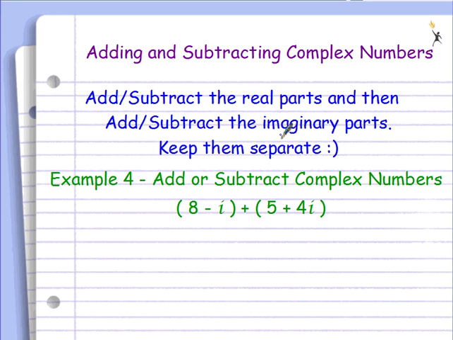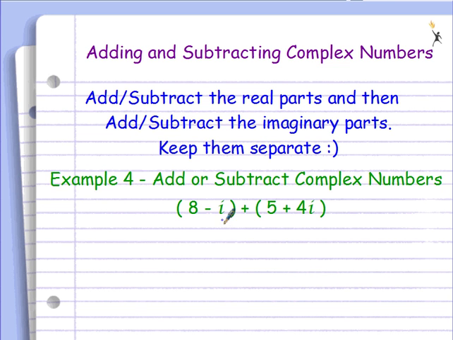Alright, so let's talk about adding and subtracting complex numbers. When you add or subtract, you add or subtract the real parts and then you add or subtract the imaginary parts, and you keep them separate. Essentially, guys, when you're adding or subtracting complex numbers, you're combining like terms. So the things that are alike can combine with each other, and that's it.